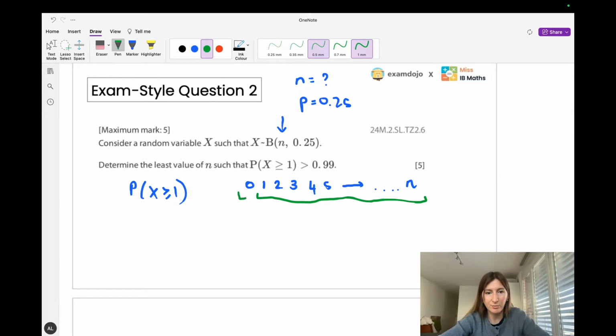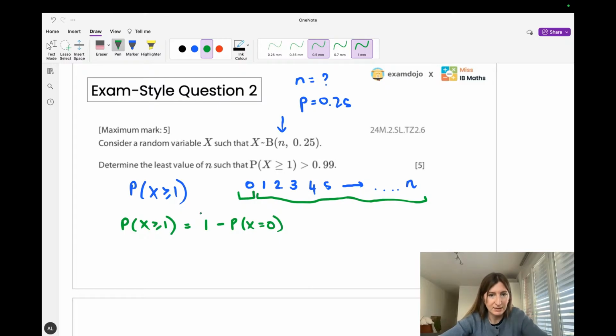Well, we can figure out the probability that x is equal to 0. We can set up something with that. So if I want the probability that x is more than or equal to 1, I can find that by saying 1 minus the probability that x is equal to 0. All of them should add up to 1, and if I take away this one of 0, I will get all the rest. It doesn't matter how many values of n there are. If I take away that 0, the rest are all included in that value.